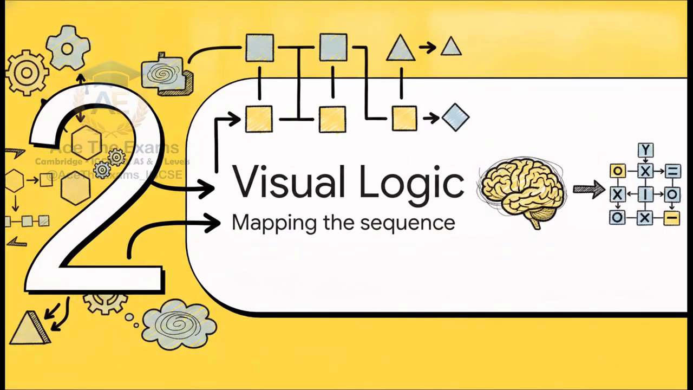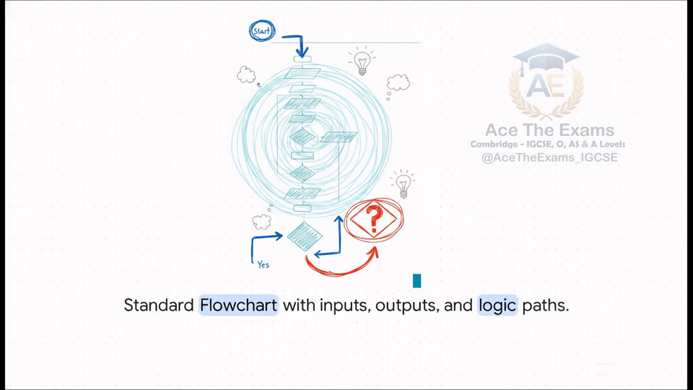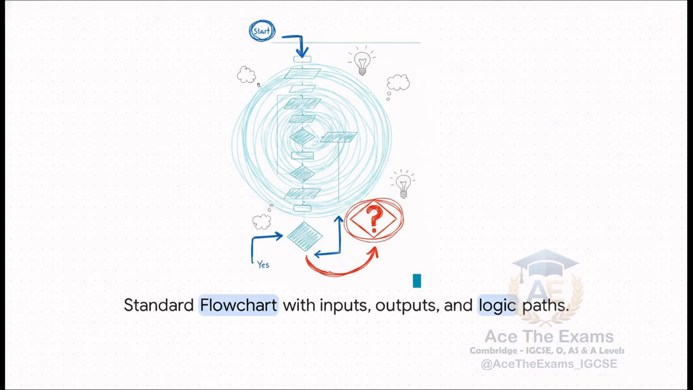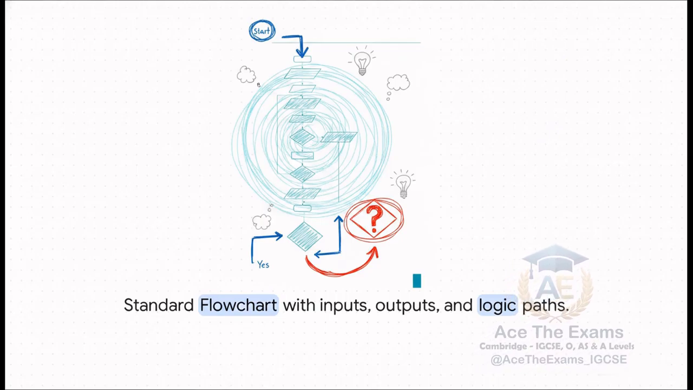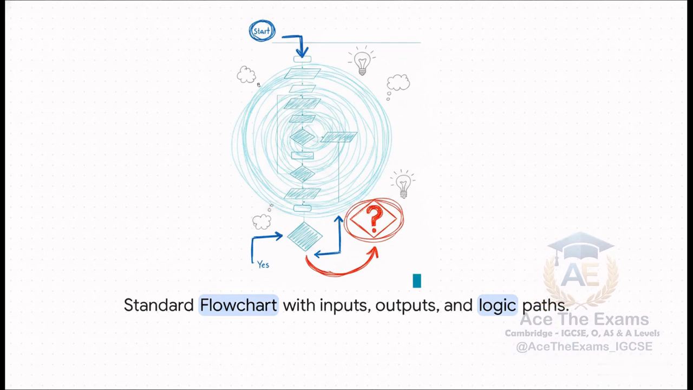Moving right along to Section 2, visual logic. Now that we have our problem broken down into manageable subsystems, we need a reliable way to map out the exact sequence of actions. We are transitioning from raw human thoughts into structured universal languages using a standard algorithm flowchart. And this brilliantly illustrates how we do it.